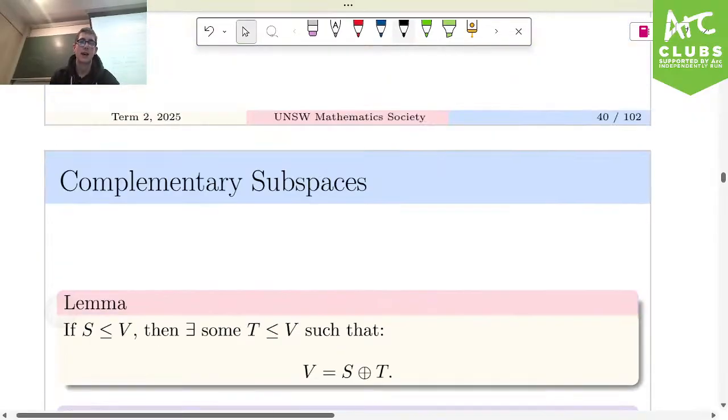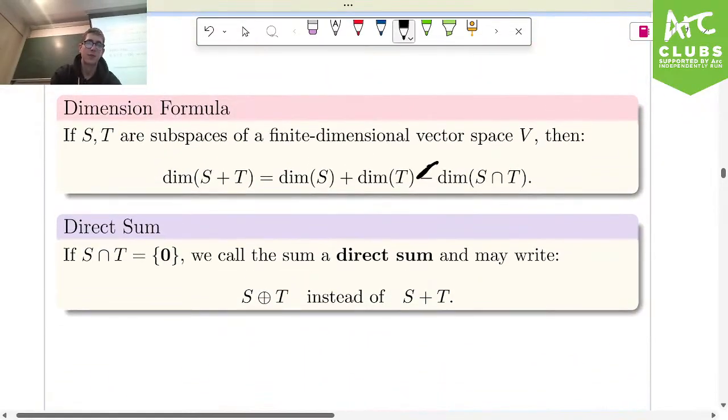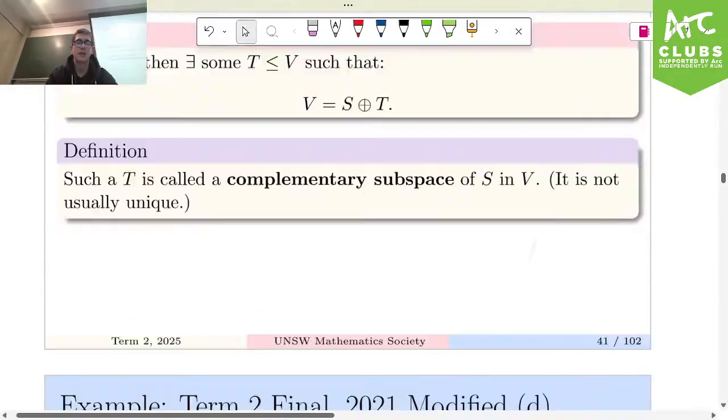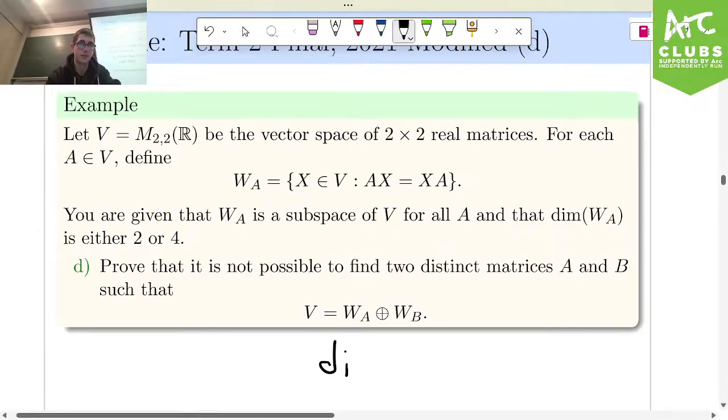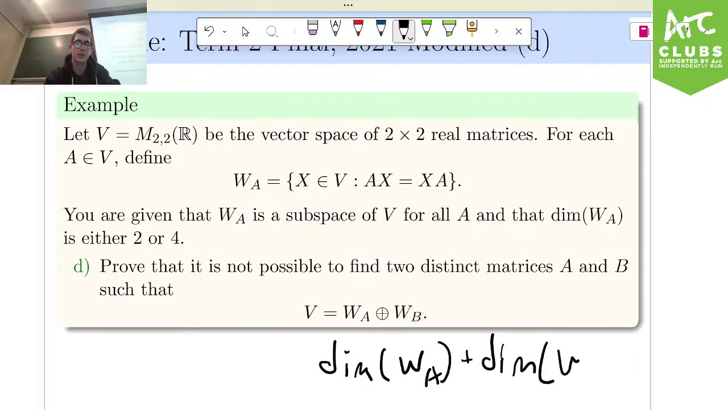look at this equation we had before, where if we're looking at a direct sum, then the dimension of S plus T has to be the dimension of S plus the dimension of T. So here we would need that the dimension of WA plus the dimension of WB, if we want this to be equal to V, has to be equal to 4, because that's the dimension of the set of 2 by 2 matrices, because you can have a basis of the 2 by 2 matrices by considering each element as having a 1 in one of the specific 4 cells within your matrix and zeros otherwise.